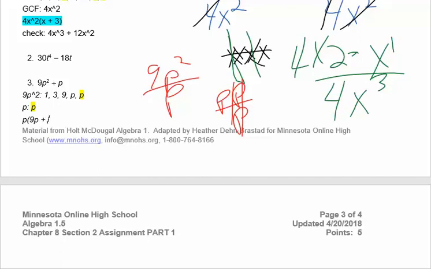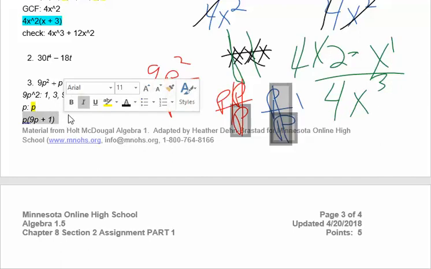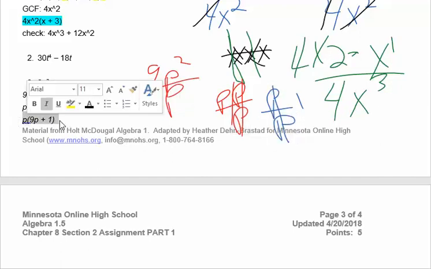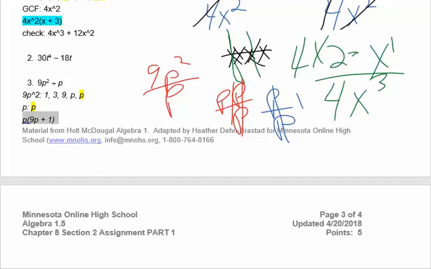Now, when you take p divided by p, the answer is not 0, it's 1. If everything cancels, you're still left with 1. So you can't just not write anything. You have to put the plus 1 there. So the answer for number 3 is p times 9p plus 1. I'm just going to highlight that so it shows up. Whoops, my p didn't get highlighted. That's part of the answer. Your greatest common factor is part of the answer.